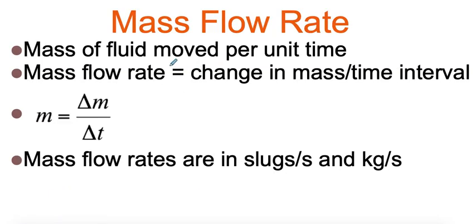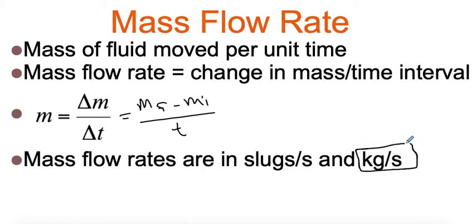Okay, so the next one we talked about was mass flow rate. It's the mass of a fluid moved per unit time. So that's going to be the change in mass over the time interval. And most of the time, you're just going to be given an amount that moved. But remember, we still could have final minus initial for mass, and we'd have that unit of time. And it could be slugs per second or kilograms per second.